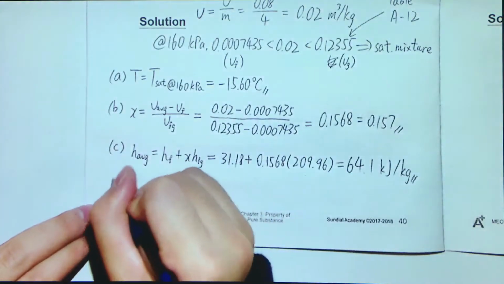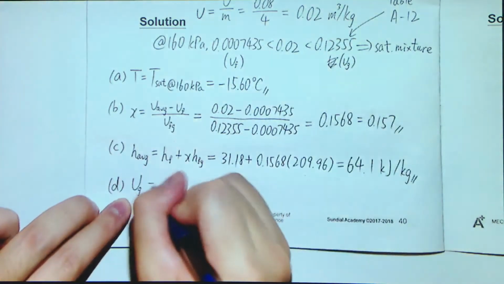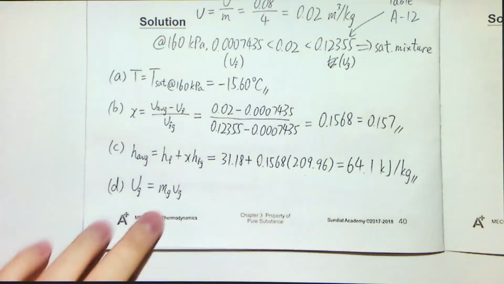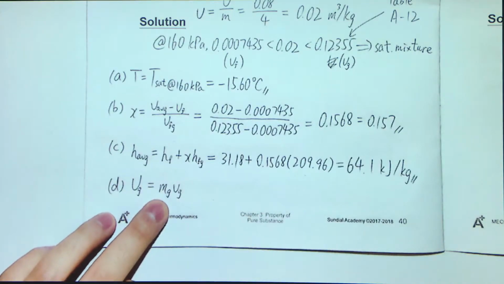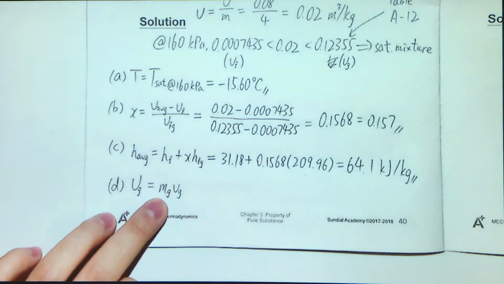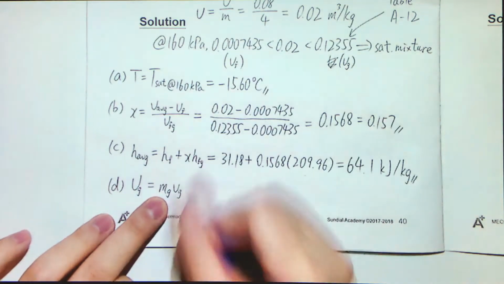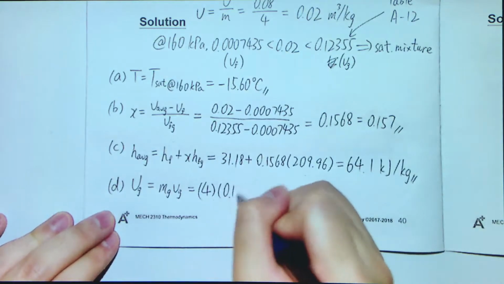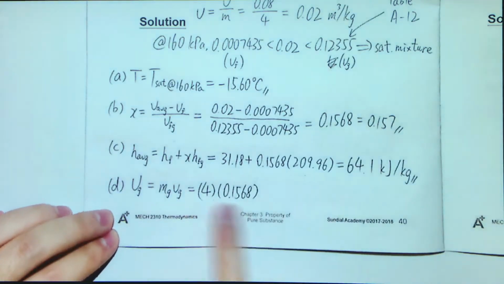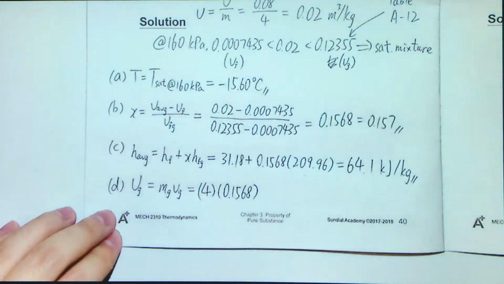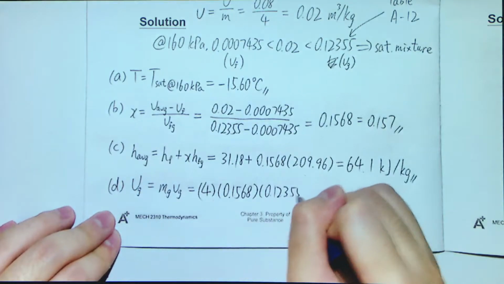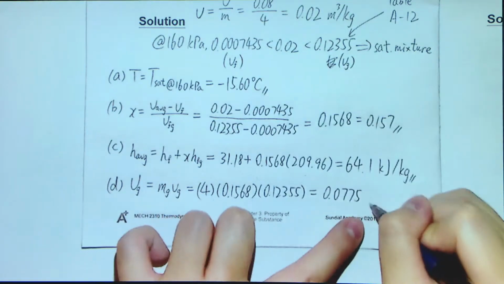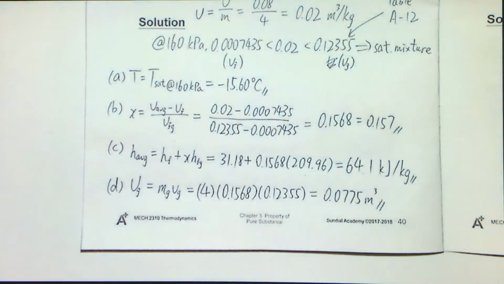Finally, we need to find out the volume occupied by the vapor phase. That is Vg, which by definition is equal to mg times vg, just the definition of a specific volume. But what is this mg? Because we have found the quality, and the quality is mg divided by m total, mg can be obtained by multiplying m total by the quality. The total mass is 4 kilograms, and the quality is 0.1568. So this is the mass of the vapor. And vg is equal to 0.12355, which we found in table A12. The result is 0.0775 meter cubed. So we have done the whole problem.